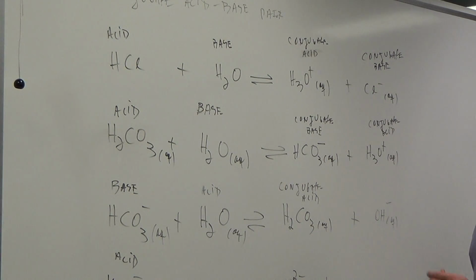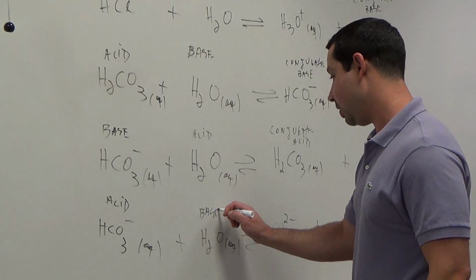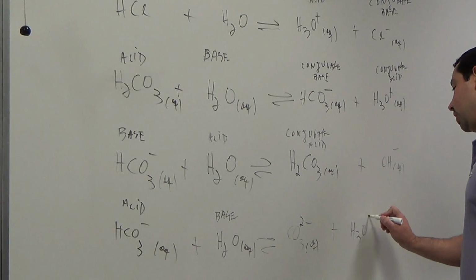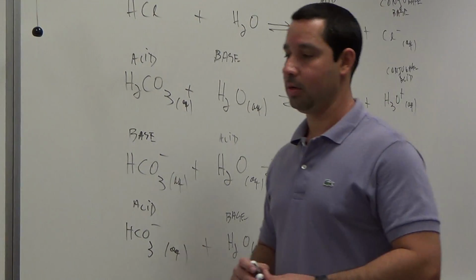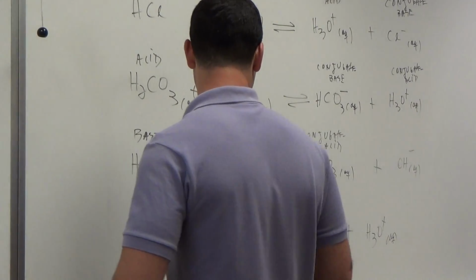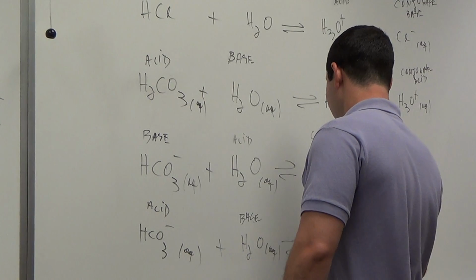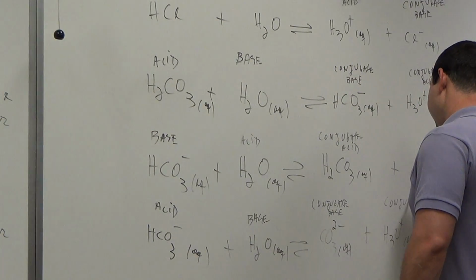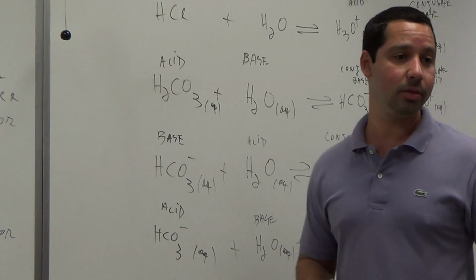And who accepted that H plus? The base, which happens to be H2O, to produce H3O plus. Professor, so this is called the conjugate what? The conjugate base. And this is called the conjugate acid.